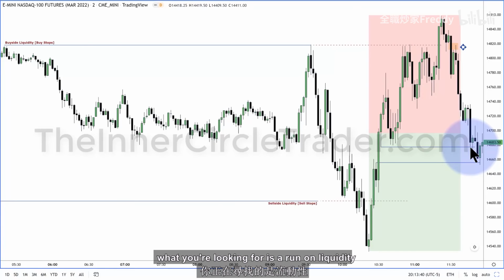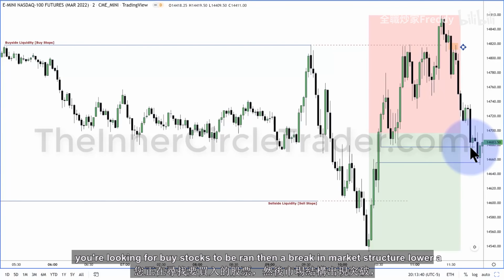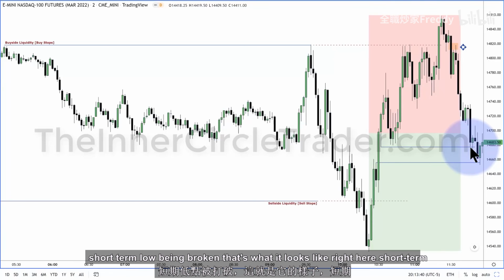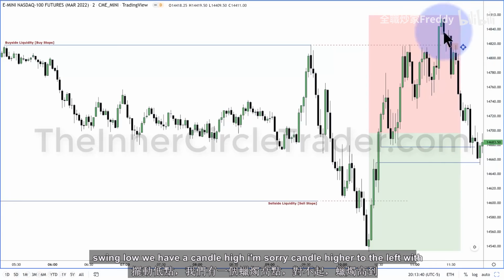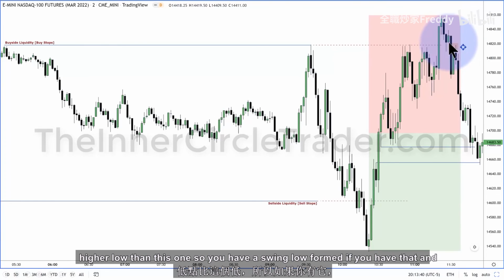What you're looking for is a run on liquidity, buy stops or sell stops. If you're bearish, you're looking for buy stops to be ran. Then a break in market structure lower, a short-term low being broken. That's what it looks like right here. Short-term swing low. We have a candle high, a candle higher to the left with its low here. Then you have the low of this candle, and the next candle's higher low than this one. So you have a swing low formed.